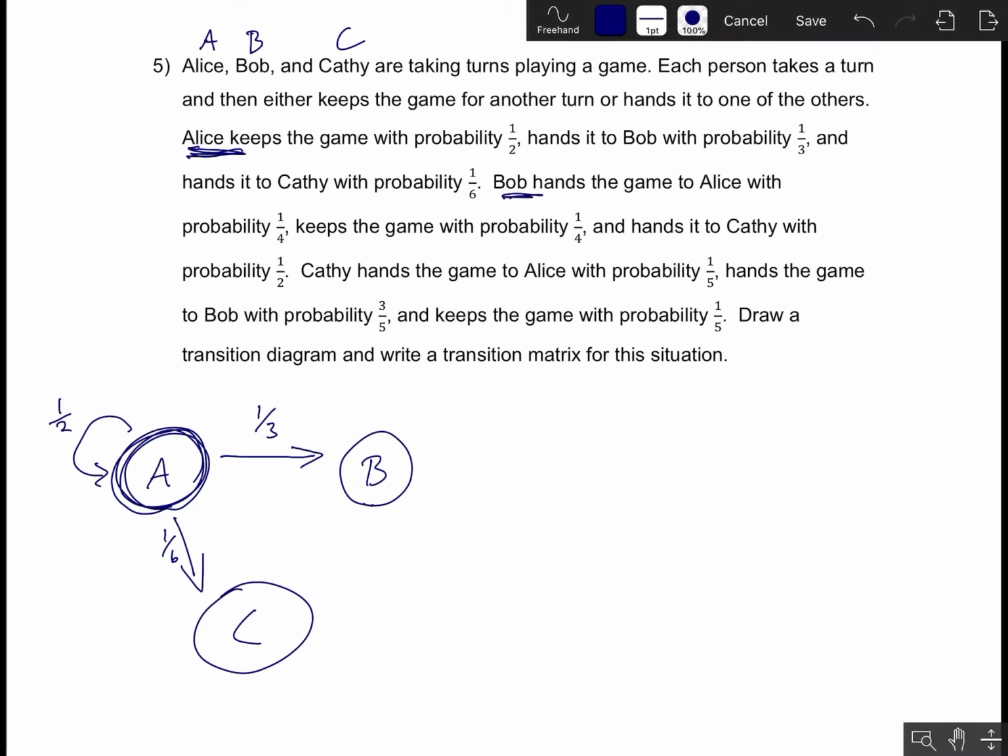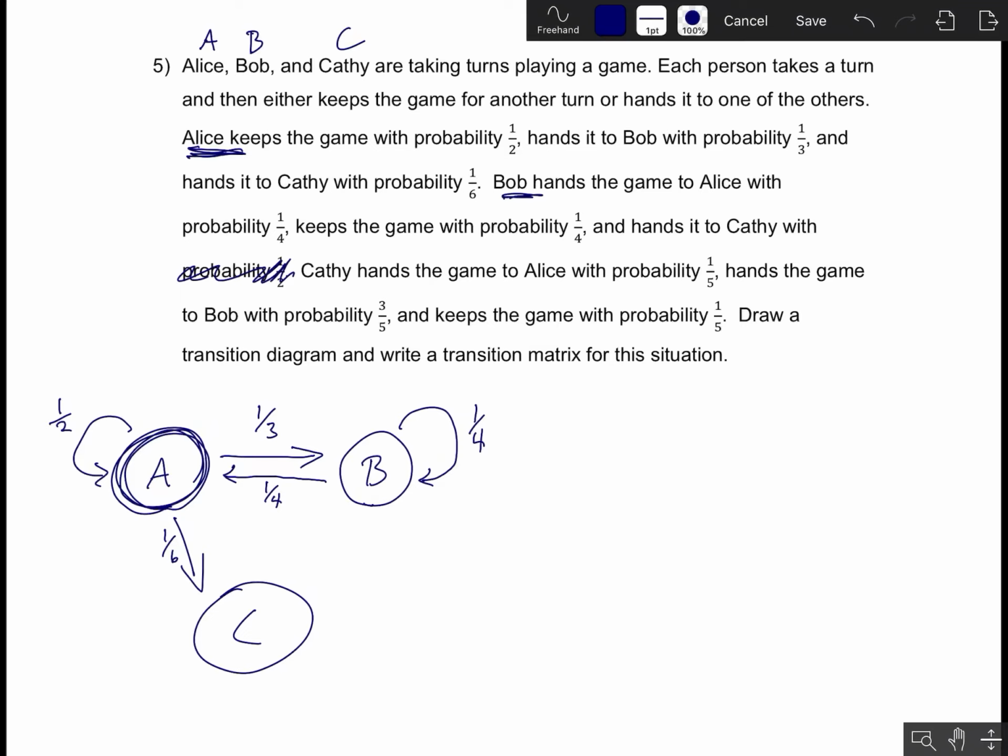And we can similarly find the outbound arrows from B and C. So if we want the outbound arrows from B, it says Bob hands the game to Alice with probability 1/4. So that would be going from Bob to Alice with probability 1/4. If Bob currently has the game, he keeps the game with probability 1/4.